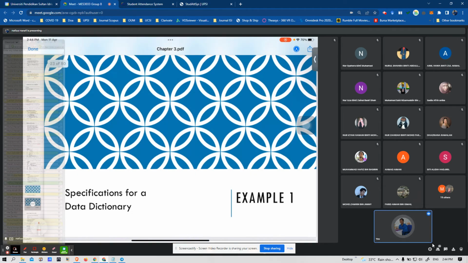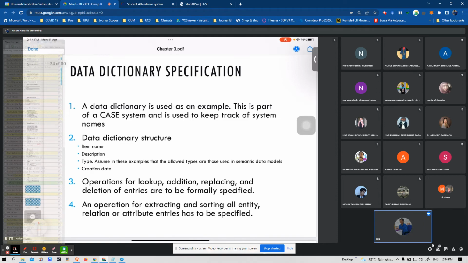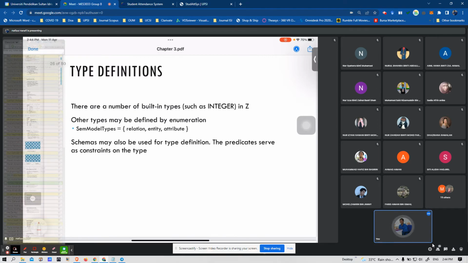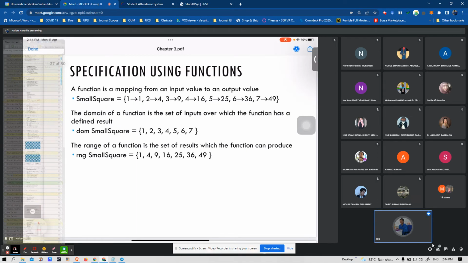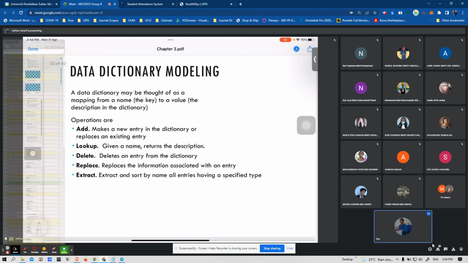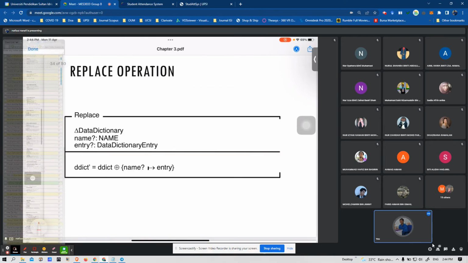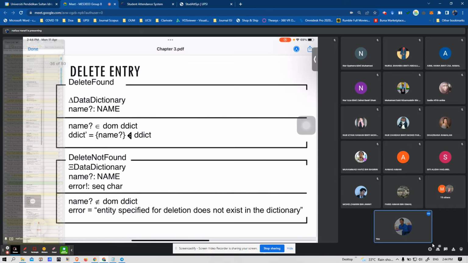Okay, this one is another example, to track a data dictionary specification. We have a given set, name. We don't care about the representation. And then we have a type definition, this one by using set. Okay, we have a small square. Okay, you can look at this one. So far, do you have any questions?